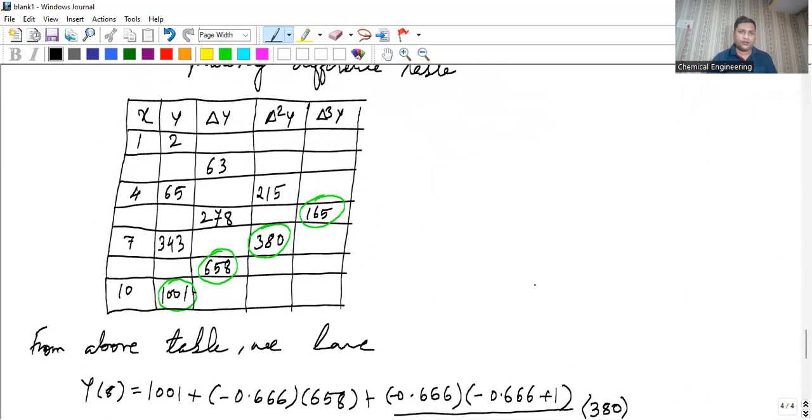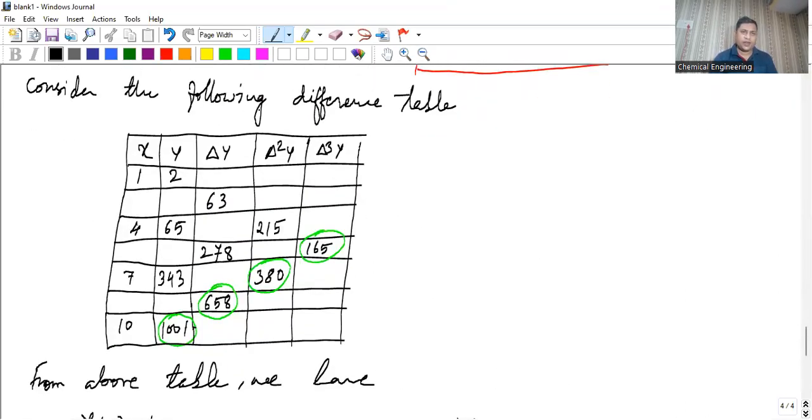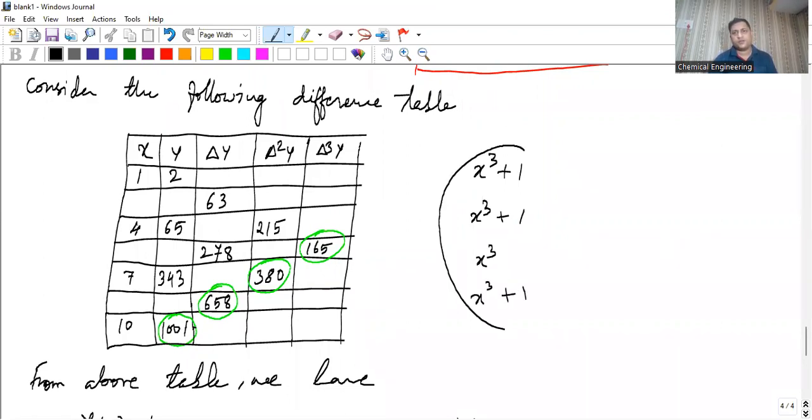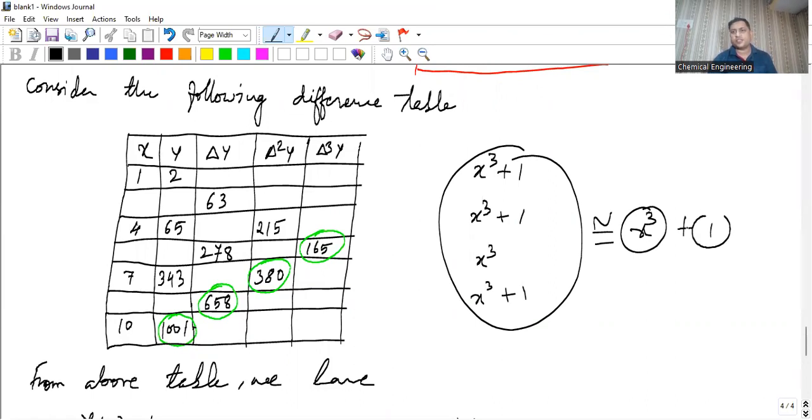Yeah. If you look at these values, this seems to be x cube plus 1. This value is also going to be x cube plus 1. This value is exactly x cube, and this value is x cube plus 1. So the approximate polynomial is x cube, and plus 1. So that's why I approximated this to be 8 cube. Got it?